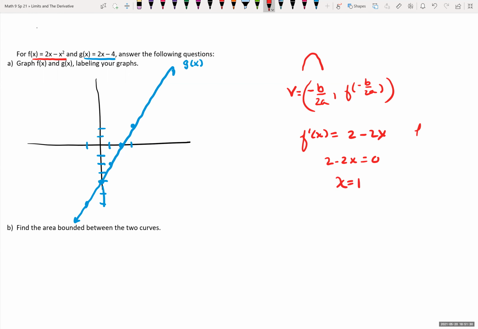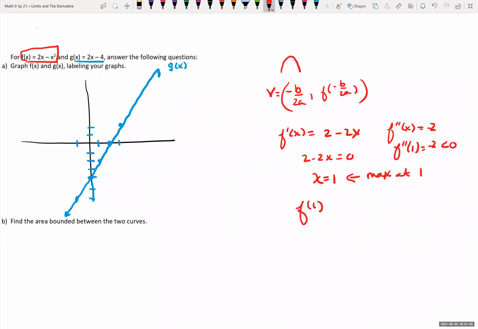We can tell that this is a max because if I take the second derivative, this is equal to -2. And when I plug in 1, this is equal to -2, which is less than 0. And by the second derivative test, this is a max. Occurs here. So if I plug in 1 into my original function, I can figure out what the y value of that vertex, or the max point, is. Plugging in 1 here, I got 2 times 1 is 2 minus 1 squared is 1, which would give me 1. So my vertex, or my max point, is at 1, 1.